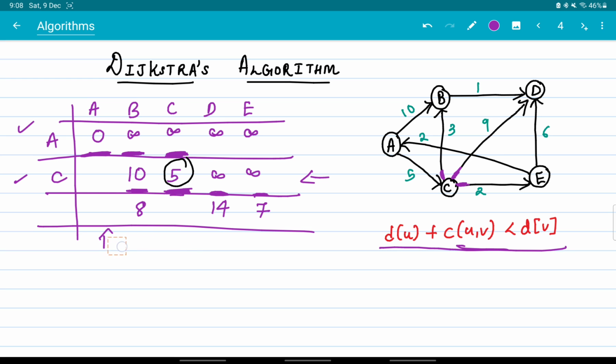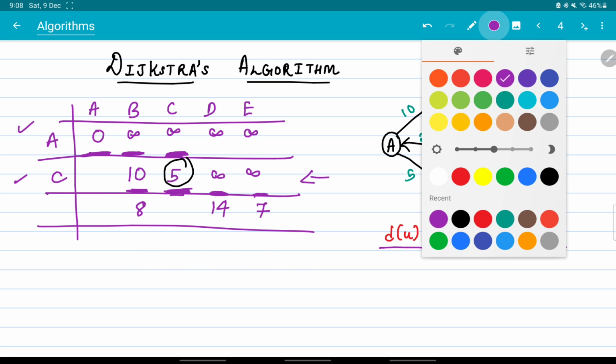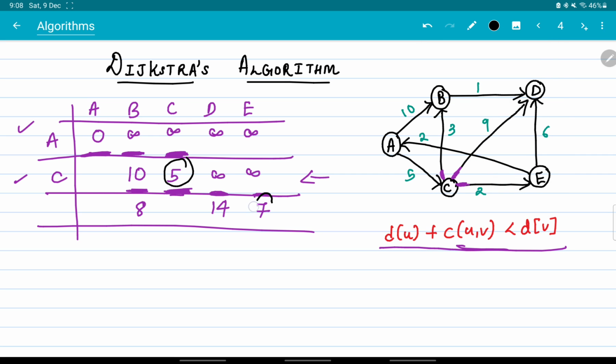So out of all these leftover, that is B, D and E, which is having the minimum value? You can see out of 8, 14 and 7, 7 is the minimum value. So I'm going to consider 7, and 7 is the value of E. So E becomes my next source vertex. Let me write E over here. E is my next source vertex.